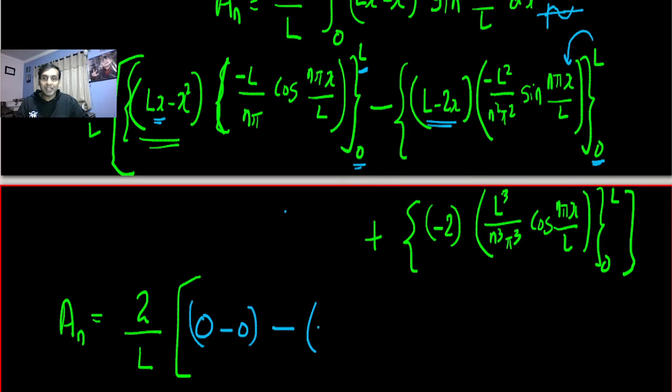So we are going to get again 0 minus 0. And now this is the most important term. So I'm going to write the constant minus 2, and let's plug in the upper limit. So we will get L cube by n cube into pi cube, and can you see cos n pi.